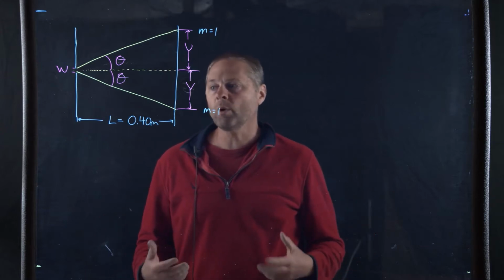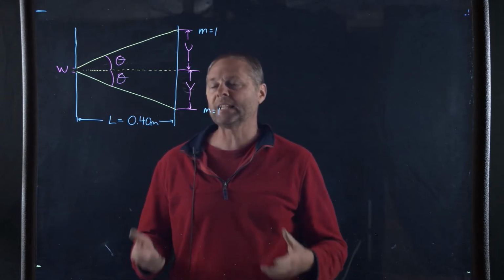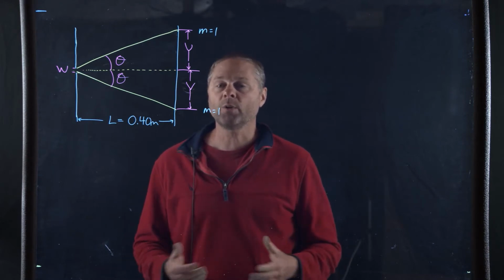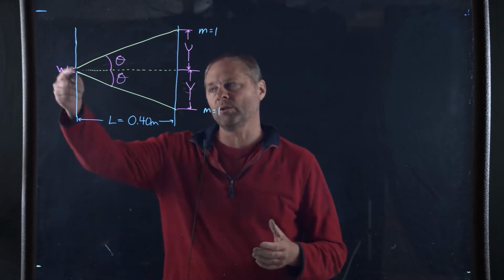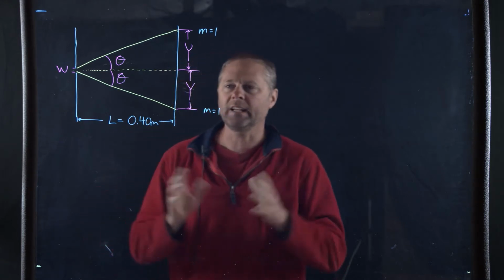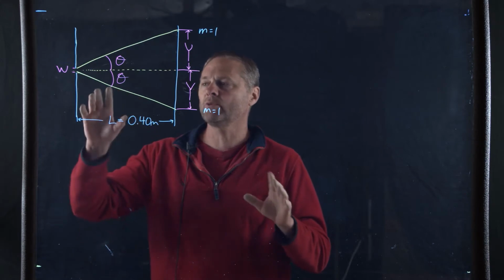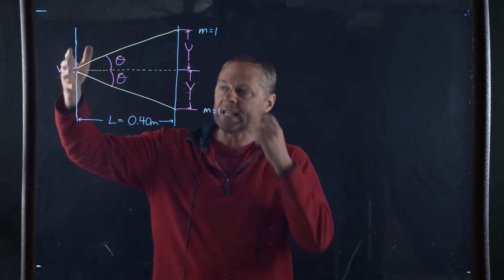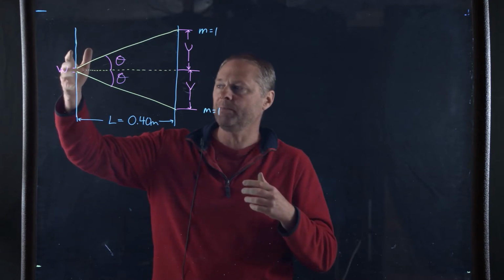In this example, we're going to be looking at a single slit. Now, we've looked at Young's double slit experiment. In this case, we're looking at a single slit experiment, which is what I have drawn here. And how this works, and I didn't draw it out, is you have a wave front that's going to be incident upon this single slit.